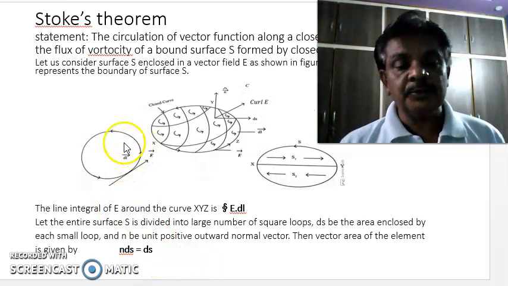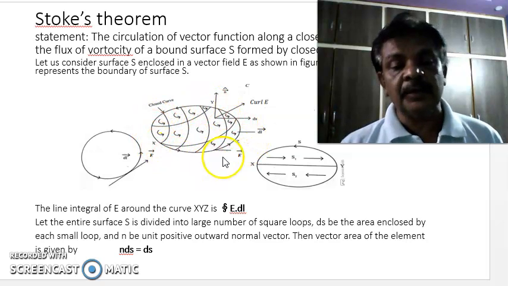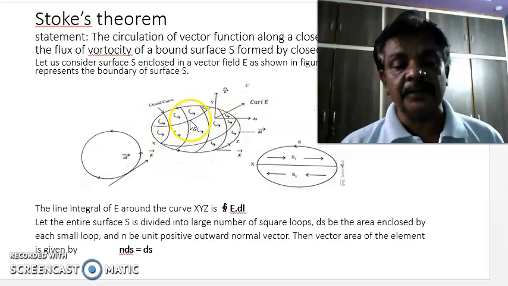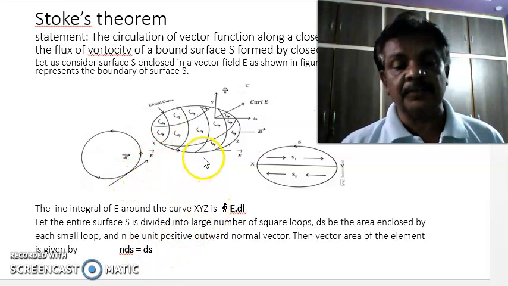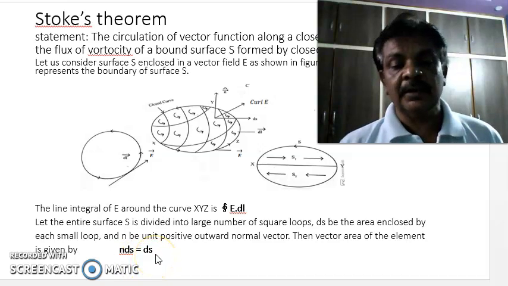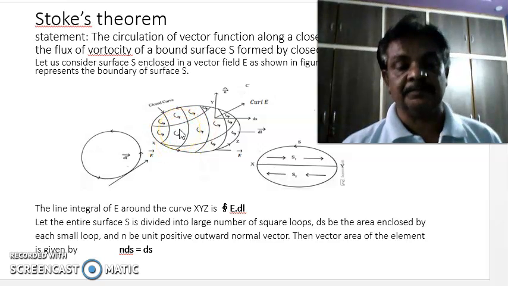Now assume this closed curve C, which forms the surface S, is divided into a large number of small surface elements, all equal parts, each being ds. These small surface elements have a direction normal to the surface, hence the direction of a surface element is given by n into ds or ds bar, and this vector quantity is the flux from this small surface ds.